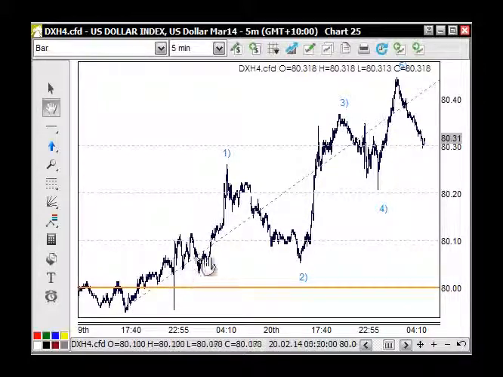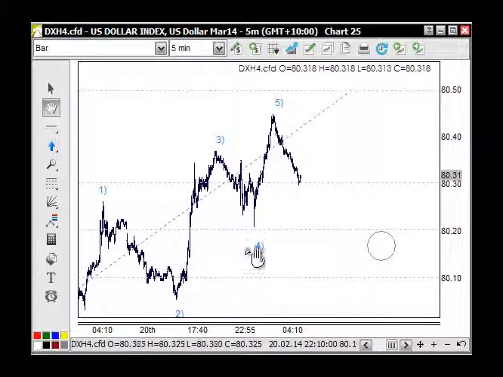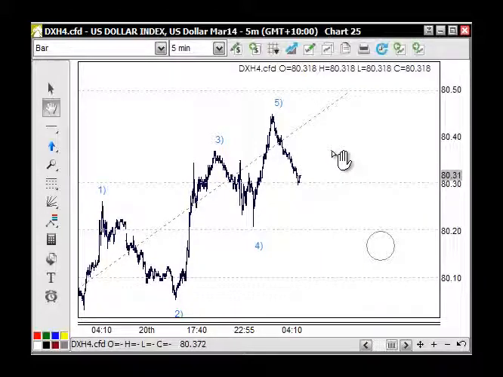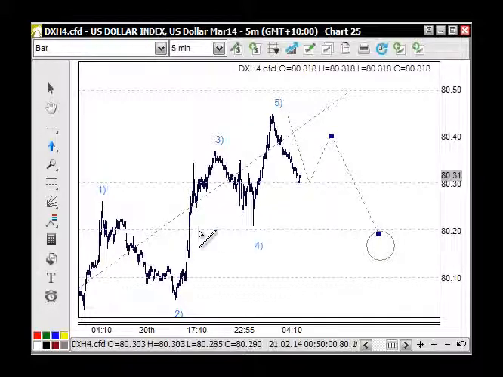The move up here counts quite nicely as a five-wave structure. So we need to look at this. This has come off quite nicely now too. It helps peg that situation there. So we can look at this being an A and a B and a C. This is the 50 and the 61.8 retracement level here.